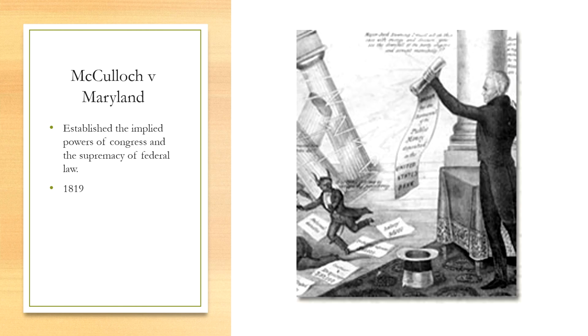Then we have McCulloch v. Maryland. The main issue was, can Maryland tax the National Bank? So, the court ruled that Maryland could not tax the National Bank. This case reinforced the supremacy of federal law over state law and confirmed the idea of implied powers under the Constitution's necessary and proper clause. And this is just a little cartoon depicting a simplified version of what happened.